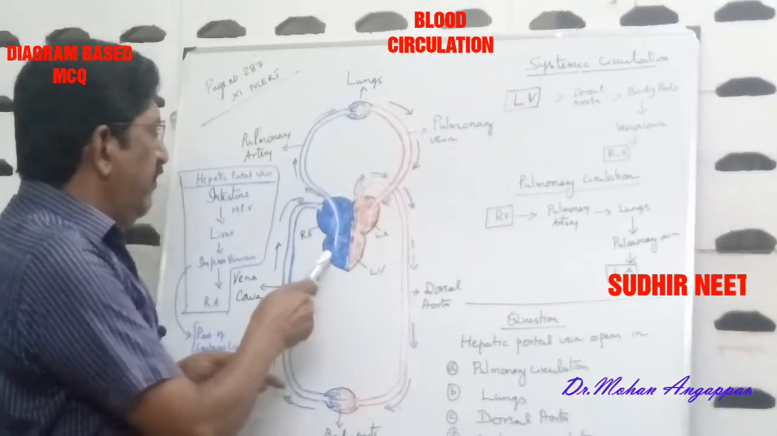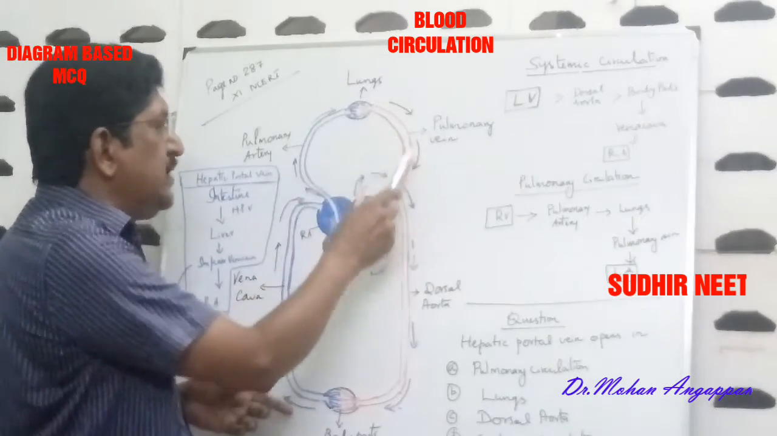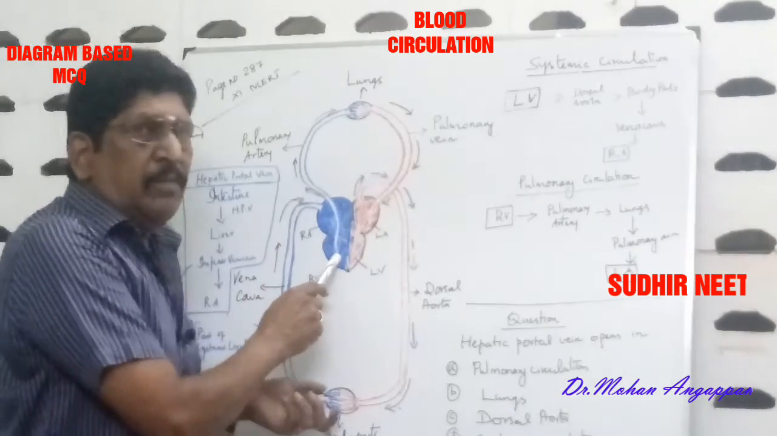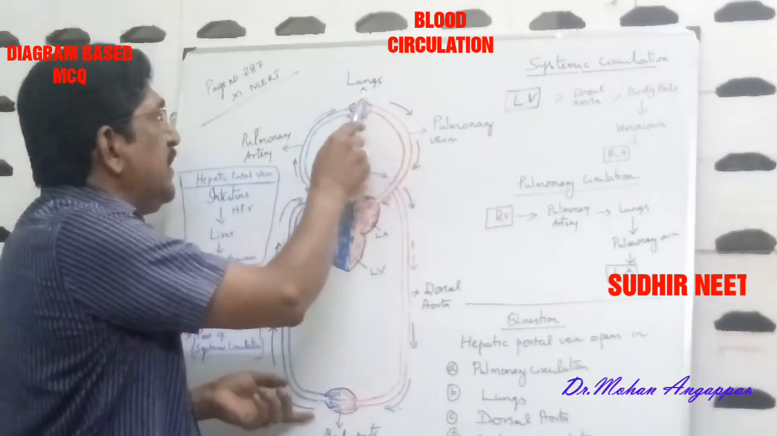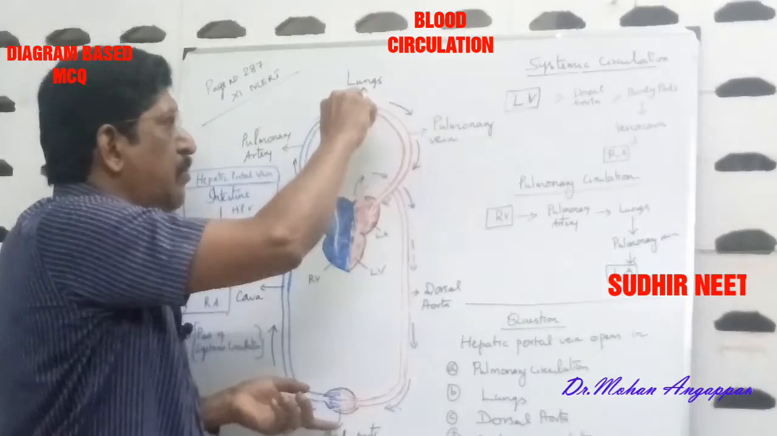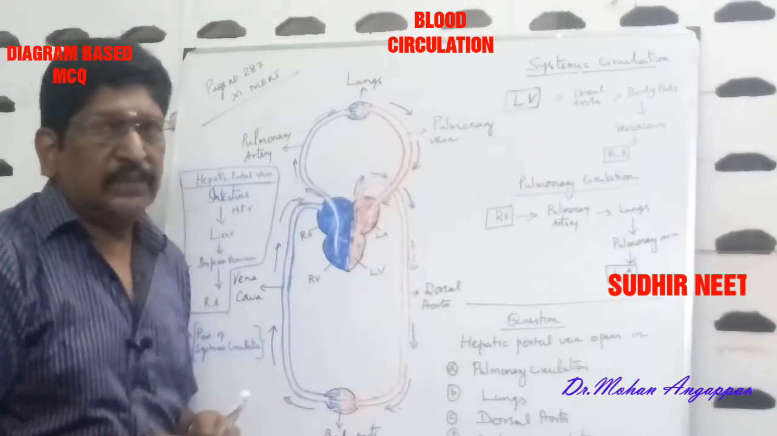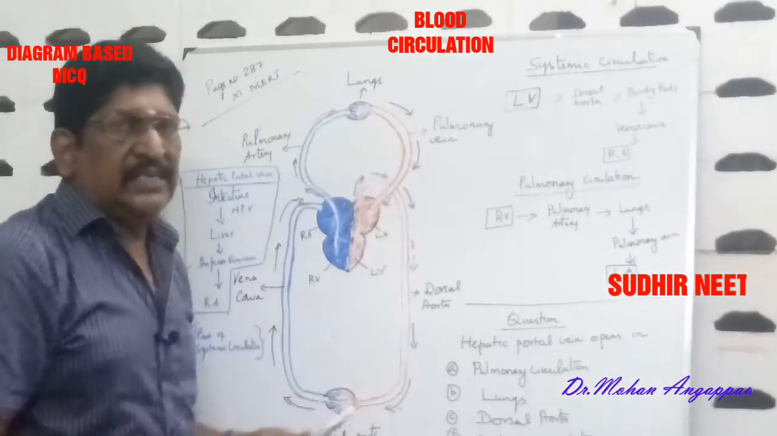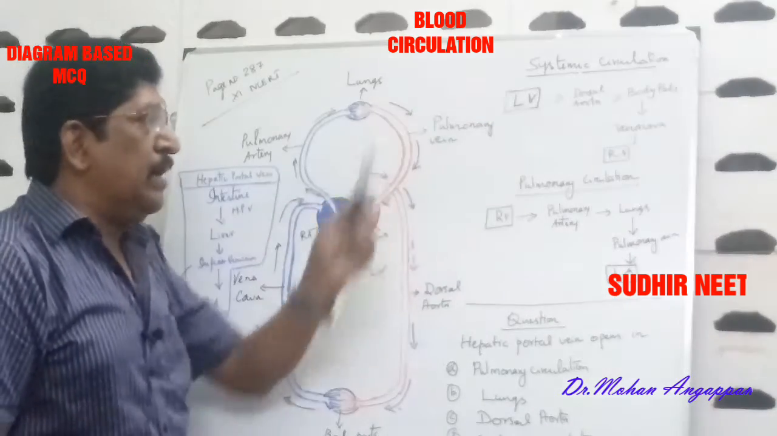I repeat, the pulmonary circulation starts from right ventricle and ends in left atrium. When the ventricles contract, the impure blood from right ventricle enters the pulmonary artery and then goes to the lungs for purification. After the purification, the pure blood comes to the left atrium through the pulmonary vein. Since the lung is involved, this circulation is called the pulmonary circulation. This you must know. You must differentiate the systemic and pulmonary circulation.